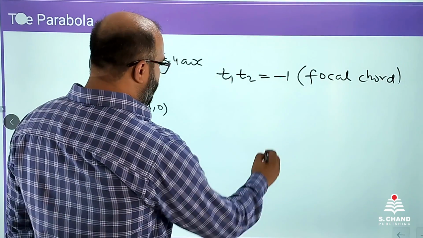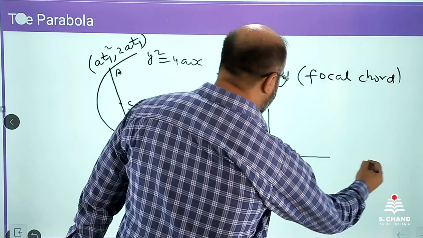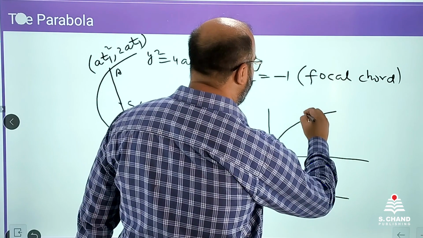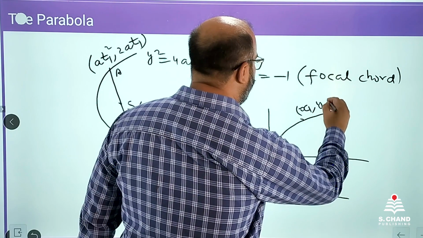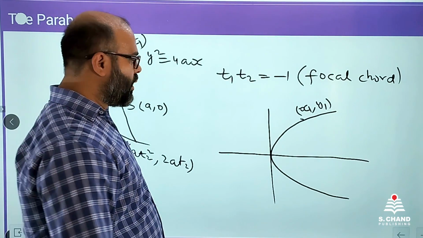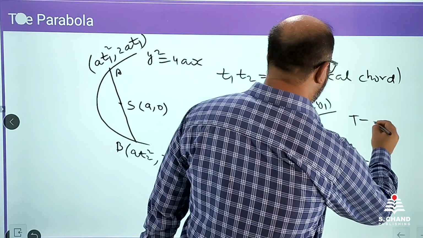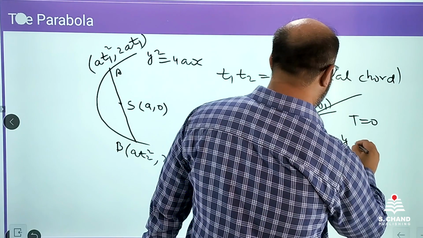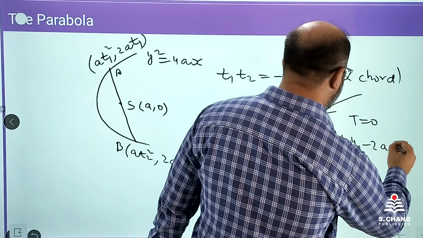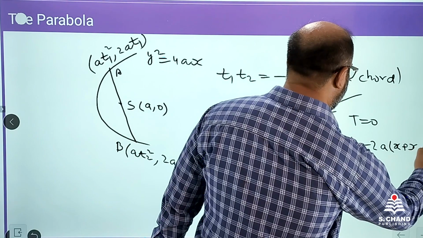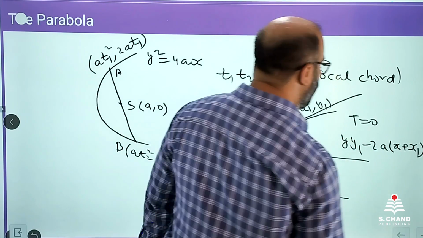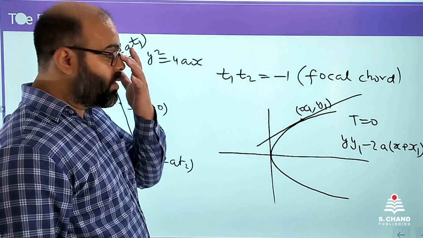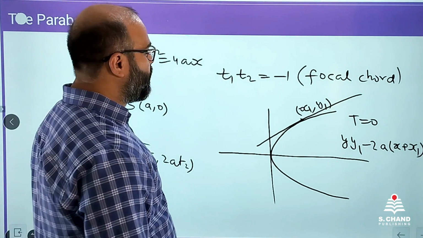Now, if we talk about the tangent to a parabola at a particular point, suppose (x1, y1) is the point, and you have to find the equation of the tangent to the parabola, then that is T = 0. Now what is T here? T is y y1 minus 2a(x plus x1) equal to 0, because in the equation, y squared is replaced by y y1 and 2x is replaced by x plus x1.